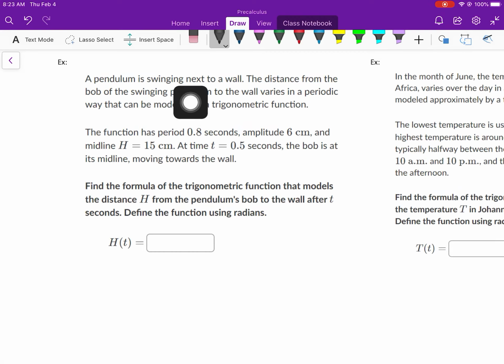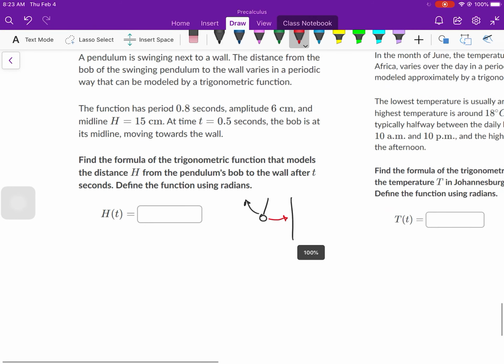A pendulum is swinging next to a wall. The distance from the bob of the swinging pendulum to the wall varies. So realize that h is the distance from the pendulum's bob to the wall. So we have a wall again. Here's our wall. Here's a swinging pendulum. And as we get closer to the wall, our distance is actually decreasing, right?